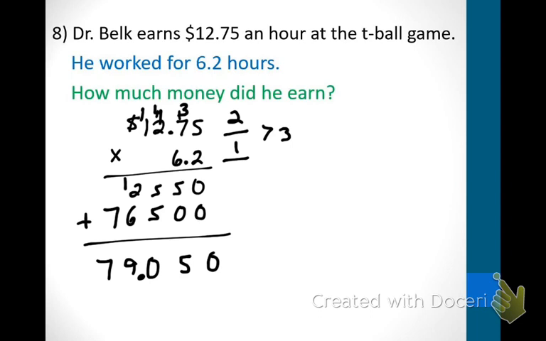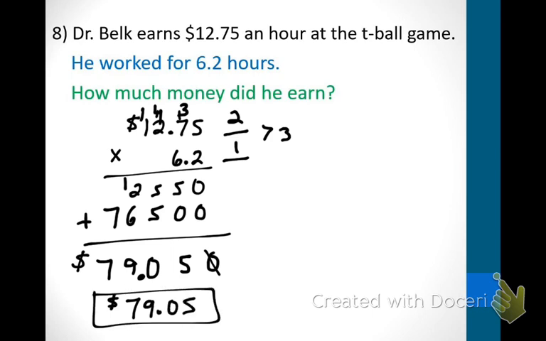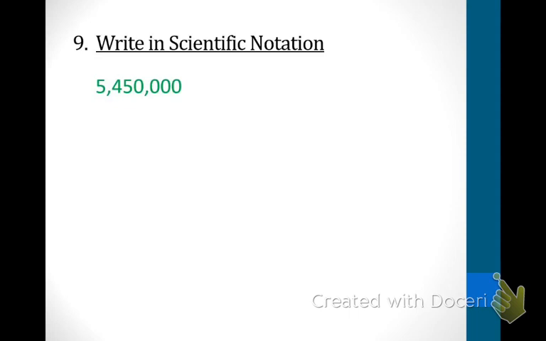Okay, he told me right there, this is a money problem, so I've got to put the dollar sign right there. Now, does that look like a normal money problem? How come? I have 3 numbers here after the decimal point. What do I need to do? You just get rid of this 0 right here. So in order to put your answer down, you're going to rewrite it underneath. $79.05.